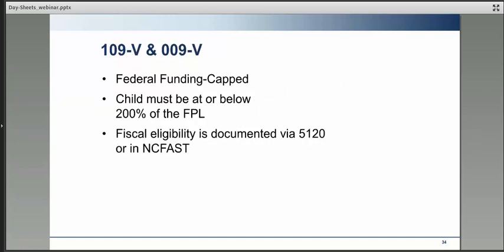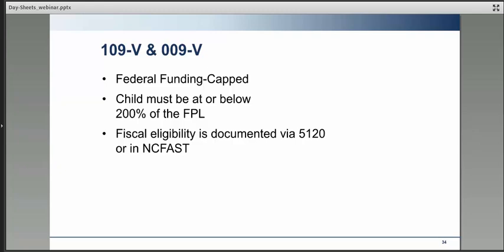Now there's another new player, V as in Victor. This is also federal funding. It's capped. The child must be at or below 200% of the federal poverty level, and fiscal eligibility for this is documented via the 5120 or an NC FAST. This is a fairly simple one to meet the eligibility requirements for.